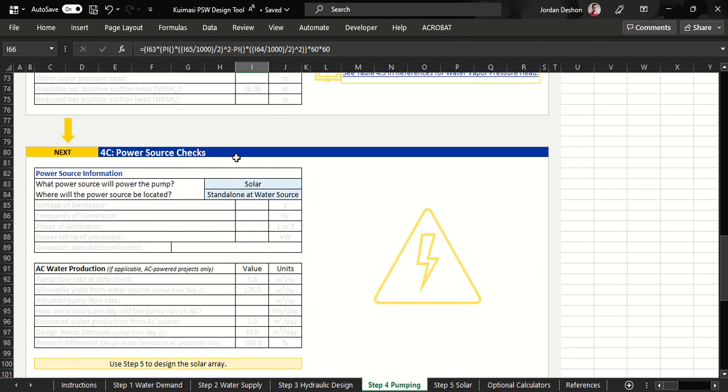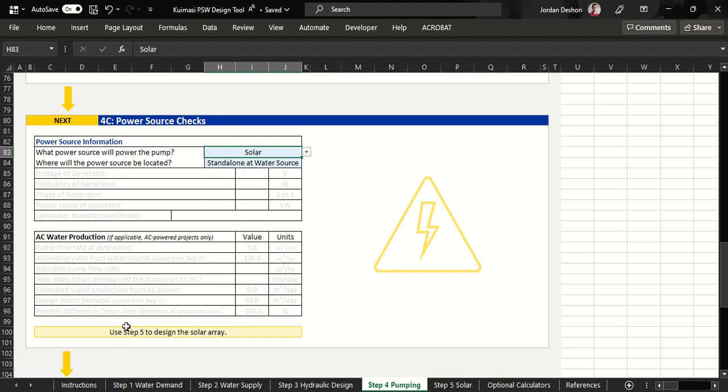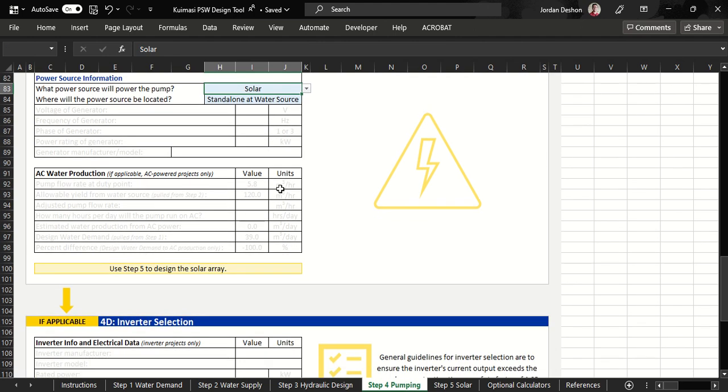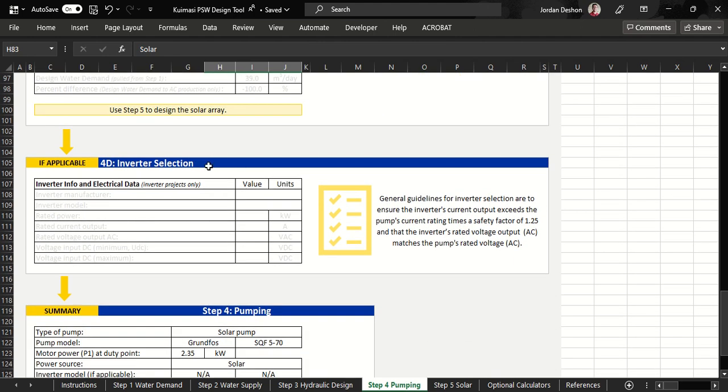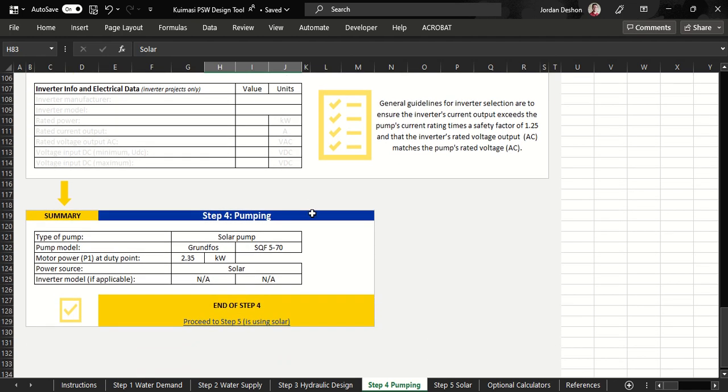Next is step 4C, which is about power source checks. But in this case, we're just using solar, and so we can just use step 5 to check if the solar is sufficient. Step 4D is for inverter selection, but that's not applicable since we're using just a solar pump. And finally, we get a summary of step 4, which gives us the type of pump, the pump model name, the motor power at duty point, and then the power source, which is solar. And then in this case, we're not using an inverter, so those are not applicable, or NA.